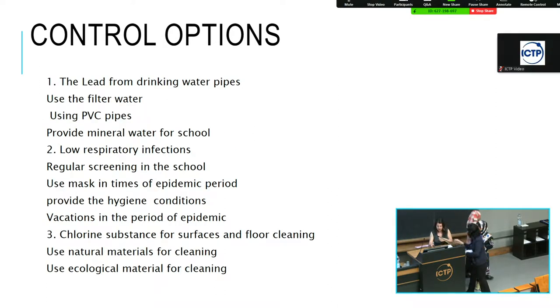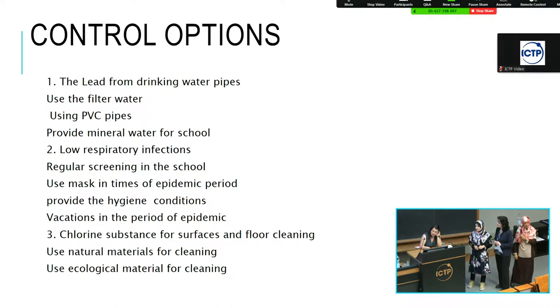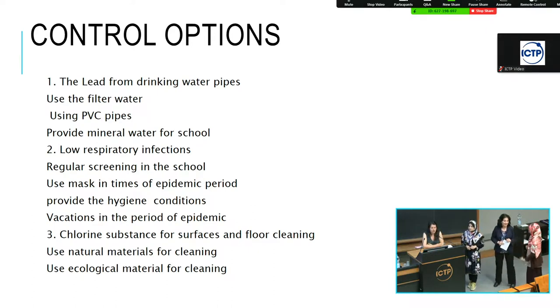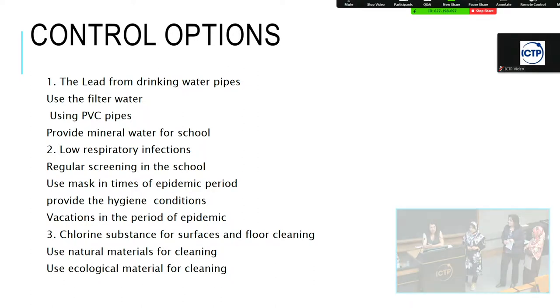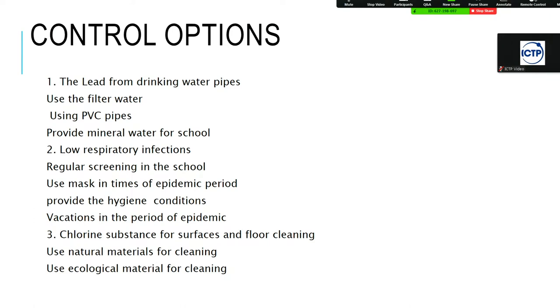Okay, thank you. What could be done? The control option for lead from drinking water pipes is to use filtered water. Let's say parents can collect money to subsidize the school with mineral water, so the children can use this water instead of drinking water from the pipes. Or if there is such a problem, the pipes could be changed with PVC pipes or filtered water.